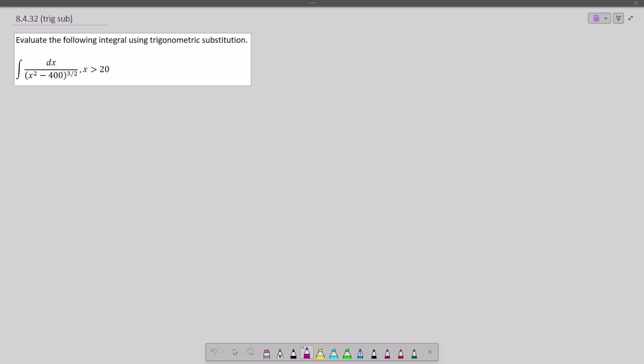We see a difference of squares in this integrand, and regular substitution will not work. So we are going to go with trigonometric substitution. The first step will be to factor out that 400 so we have our basic form. That 400 is in the denominator, and it's going to come out with the exponent that is on it. And so that 3/2 power is going to be attached to that 400.